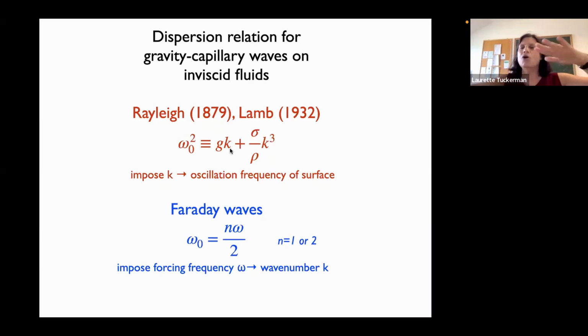If you disturb the fluid with this wave number, then it will oscillate in response at the frequency omega naught. That's what this means, and that's what Rayleigh and Lamb made this formula for.